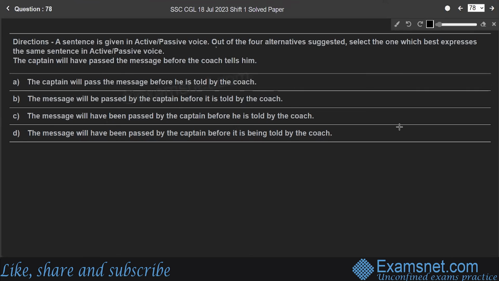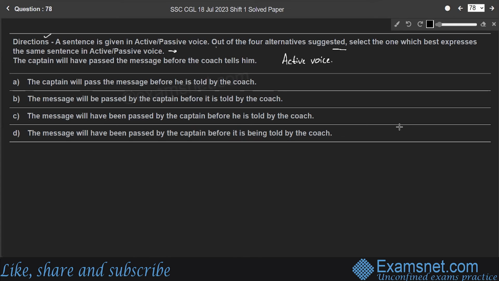Question 78. Here is the direction. A sentence is given in active or passive voice. Out of the 4 alternatives suggested, select the one which best expresses the same sentence in active or passive voice. The given sentence is, the captain will have passed the message before the coach tells him. So here it's a straight sentence, which is active voice.